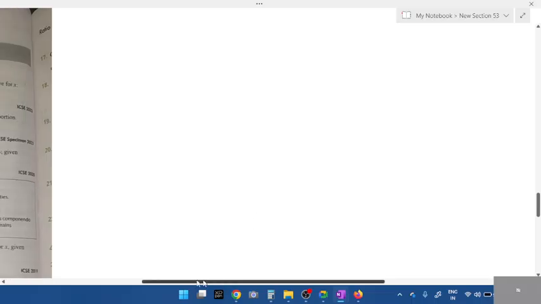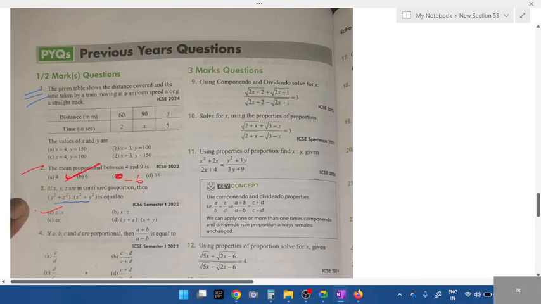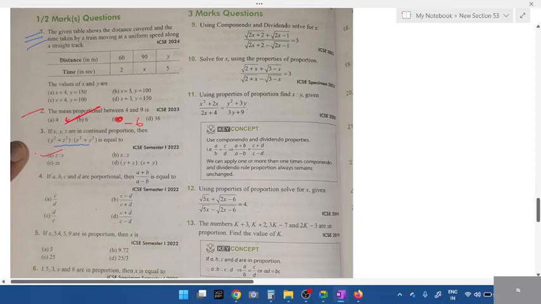Next one. What is the fourth one given, students? Just 2 or 3 questions we will solve. What is the fourth one? If A, B, C, D are in proportion, how do you write this, students? A by B is equal to what? C by D. Then what is the value of what they've asked?